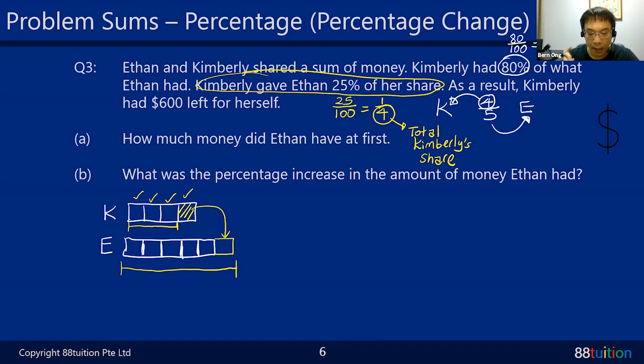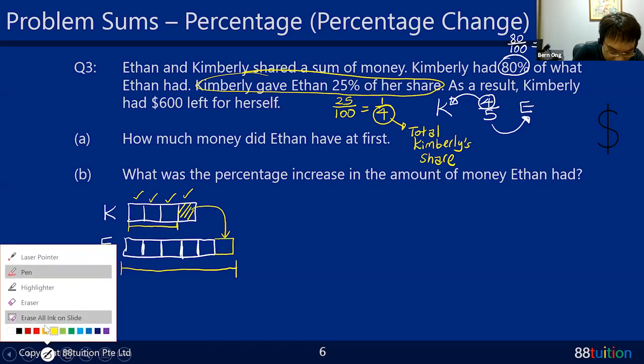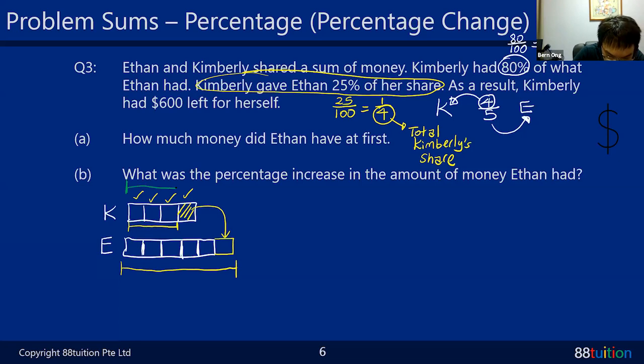Moving on. As a result, Kimberly had $600 left for herself. Means this portion is what she's left with. This green color is what she's left with. This one is 3 units. So 3 units represents your $600 that she left for herself. 1 unit will be equal to divide by 3, divide by 3. And your answer is $200 for 1 unit.